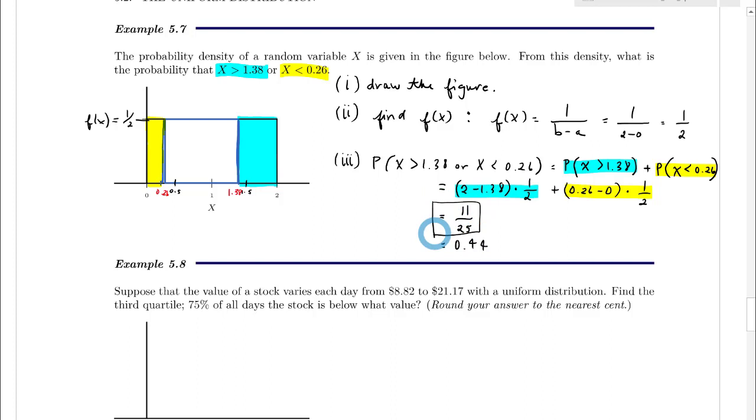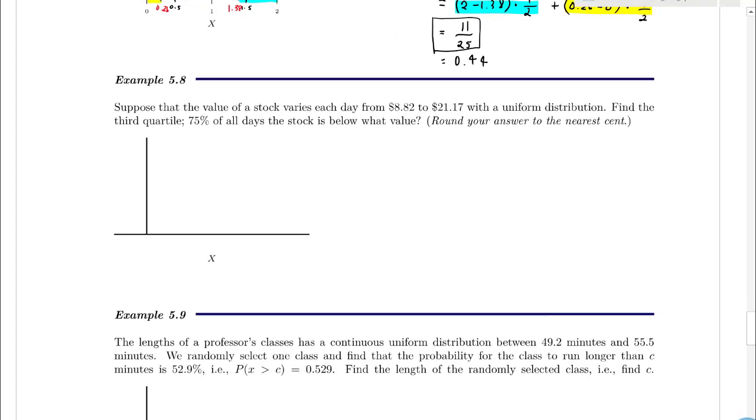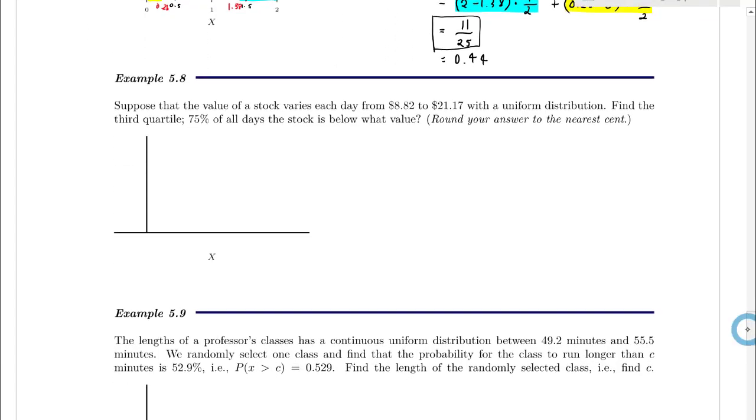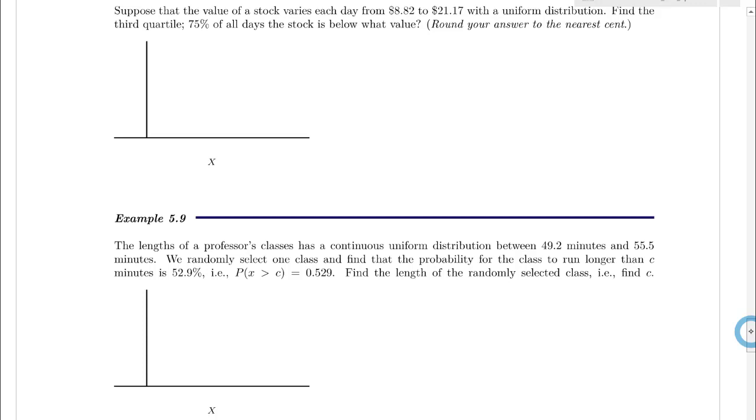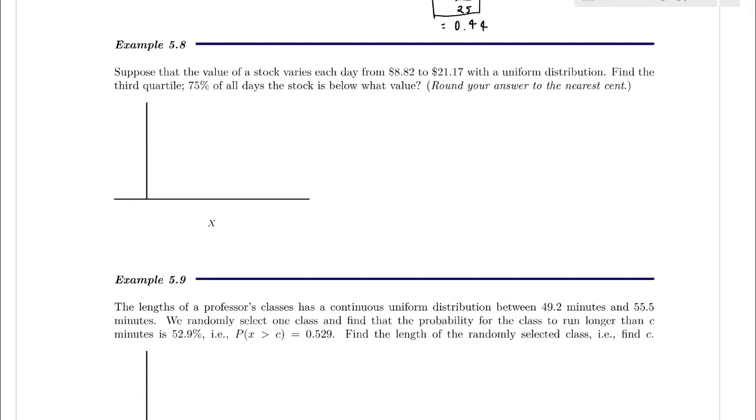So the goal is to follow the steps, like I would draw the figure first, find f of x, then find the probability. Let's go on to the other one. So let's do an application. Like we said, this is used in a lot of stuff, but we haven't done anything with a lot of stuff. So let's talk about stock.